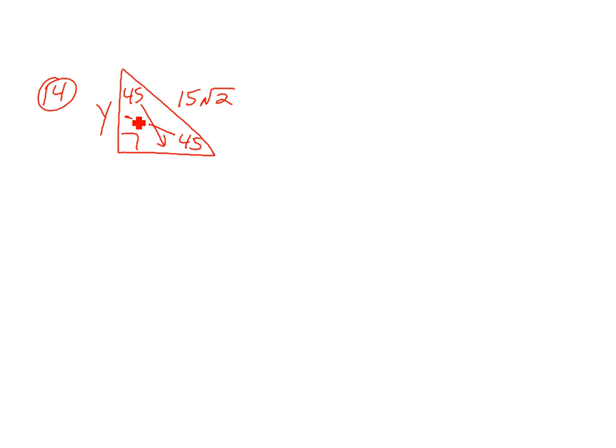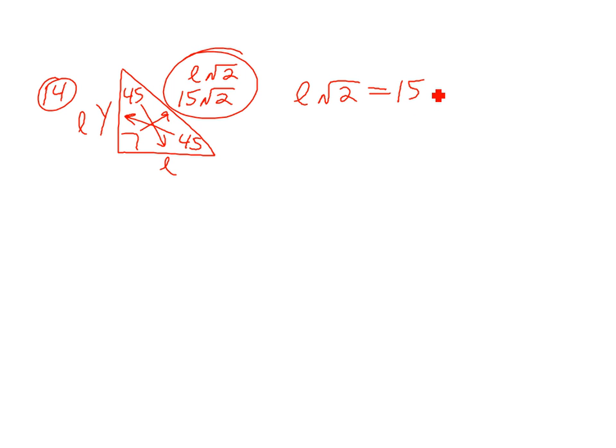Number 14. They give us a 45, 45, 90 triangle. The side is 15 radical 2, and we're looking for this side, that's our y. Sides across from the 45-degree angle should be labeled L and L. Side across from the right angle, L times the square root of 2. Well, that tells us that L times the square root of 2 has to equal 15 times the square root of 2. Divide by the square root of 2 on both sides.